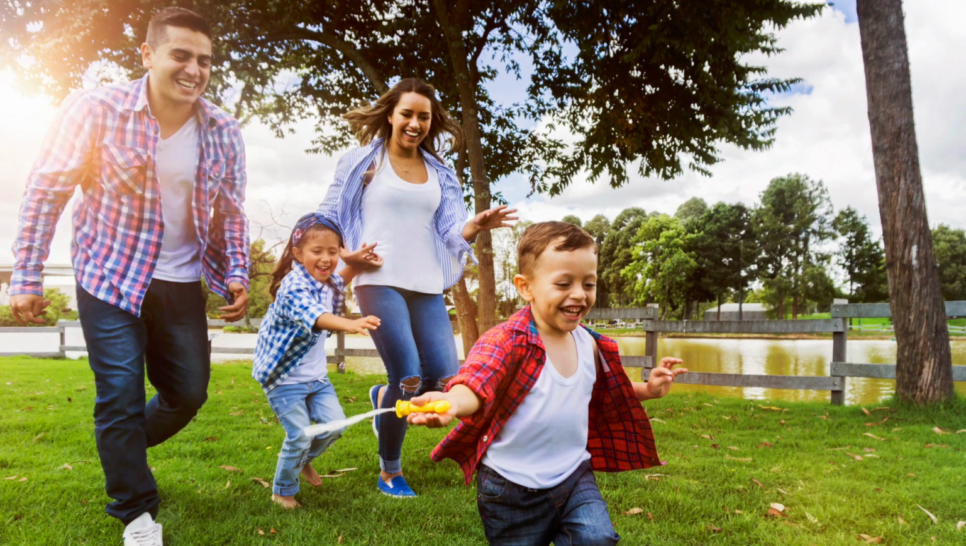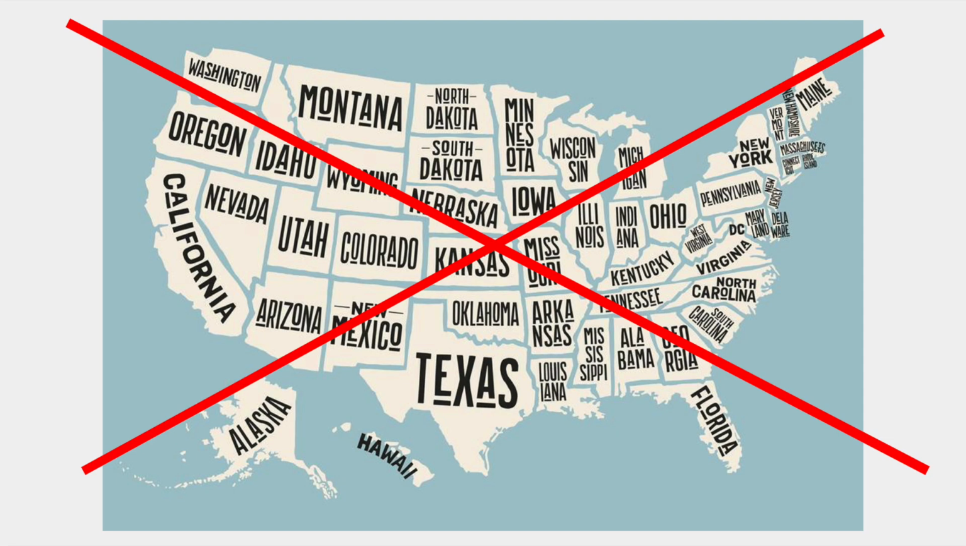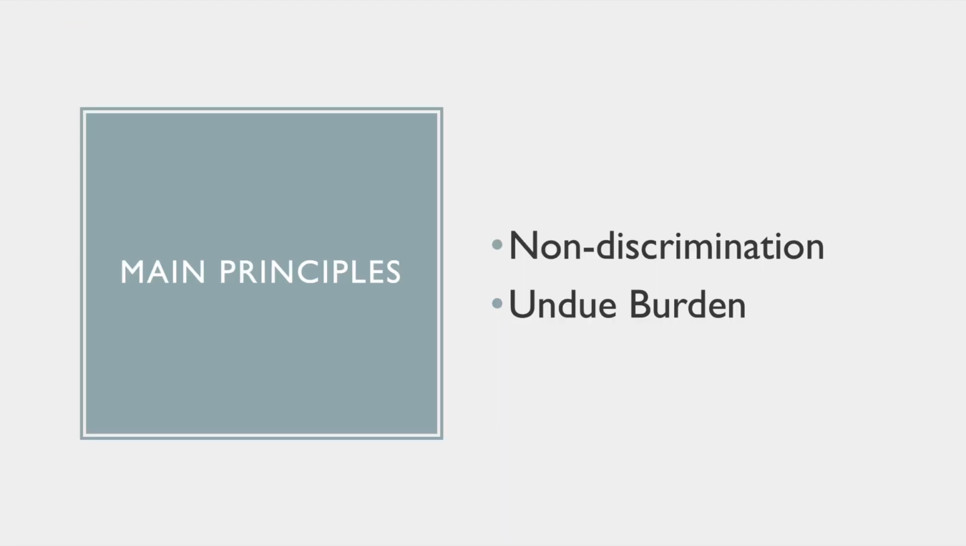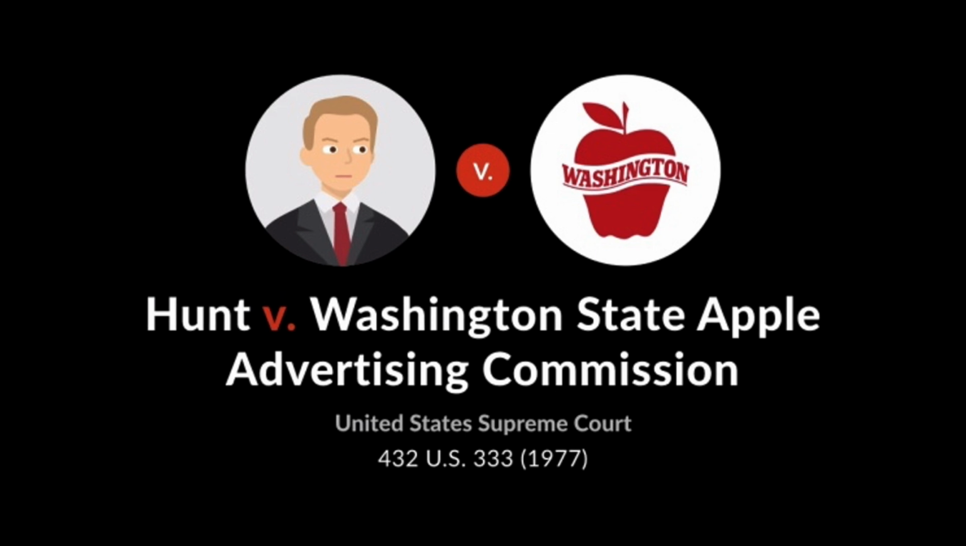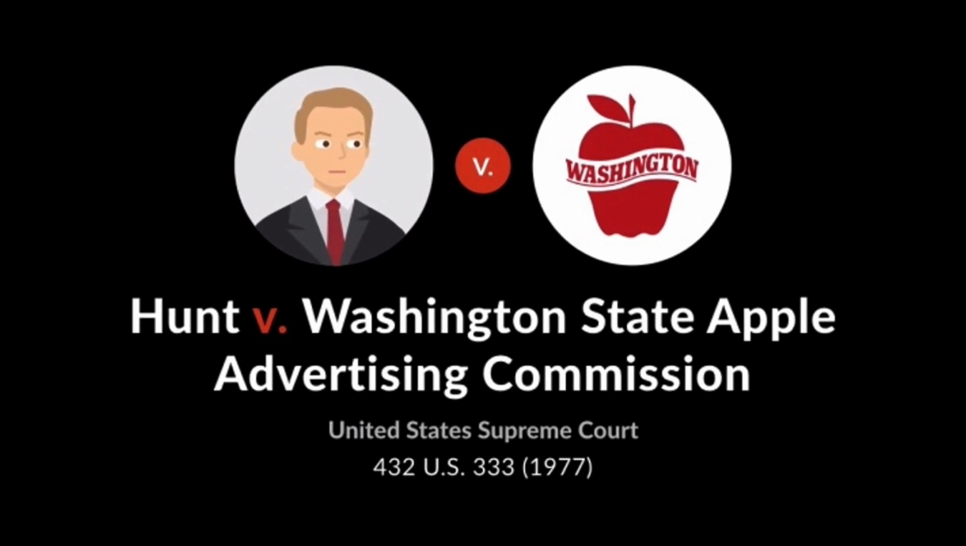Next, there is the principle of undue burden. States can make rules to keep their people safe, but they can't make it so hard to do business that companies in other states can't compete. Basically, things need to be fair. These two principles, non-discrimination and avoiding undue burdens, help guide what states can and cannot do with trade laws. Now that you understand the basics, let's look at a famous case to put these ideas to the test.